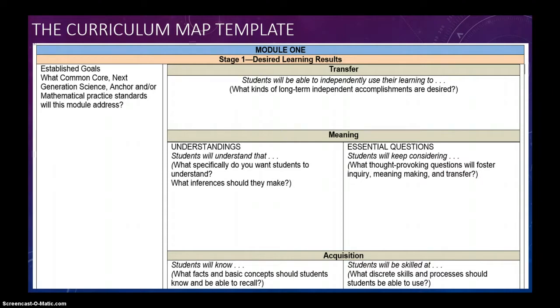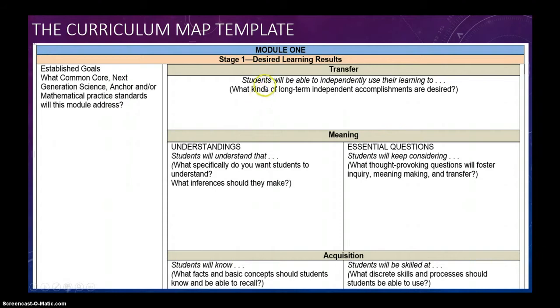So, stage 1, desired learning results, and you'll see it up here. Established goals, so what Common Core, next generation standards, anchor, and or mathematical practice standards will this module address? This is the part where you put in the standards that have been established. If they have been unpacked, and we will discuss that in another screencast, like if you want to use the North Carolina document, this would also be the place to put them.